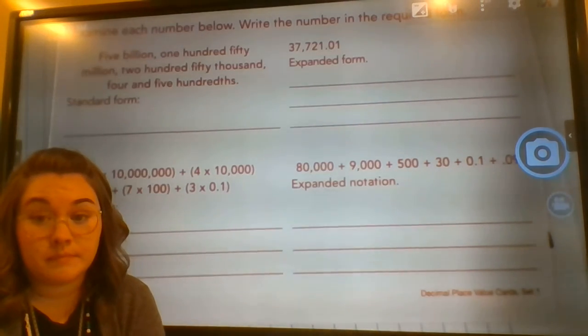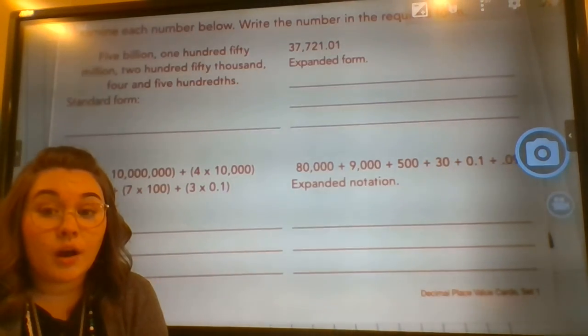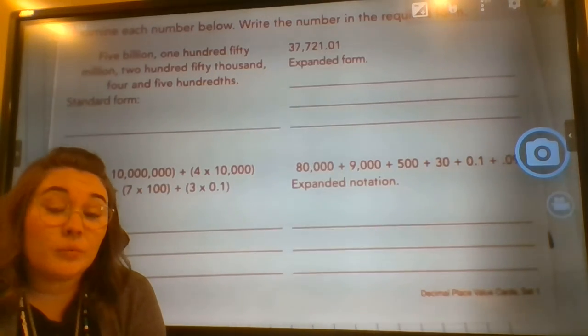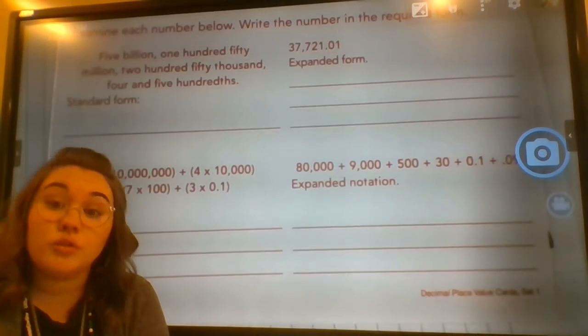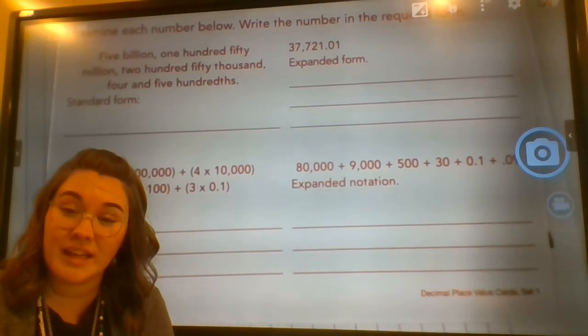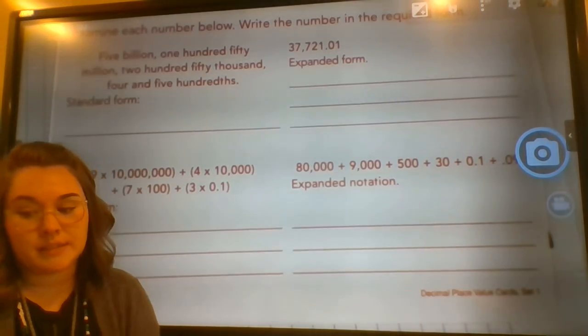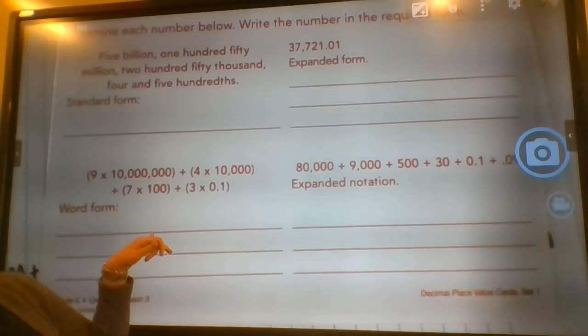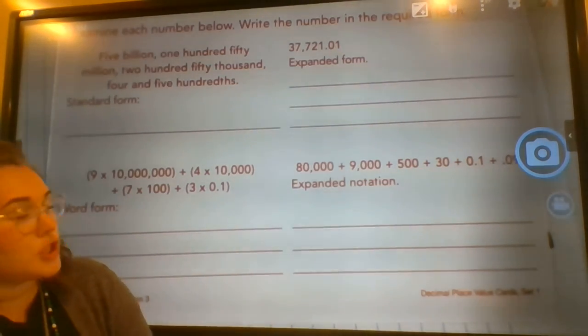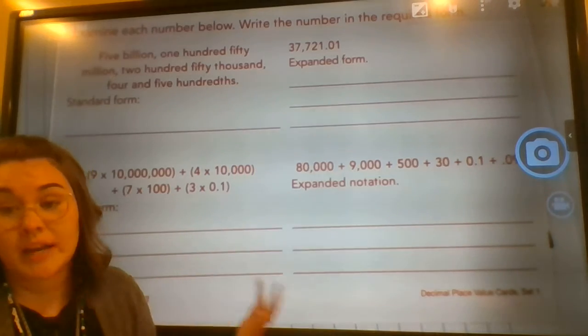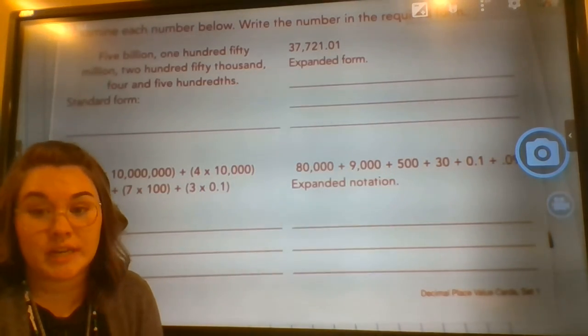But listen, if I can't read it, I'm going to count it wrong. So you can also add a text box by clicking the T, and you can type in what the word form is. So that's for the word form. For expanded notation, you can type all of this or you can write all of this. You just have to make sure I can read it.